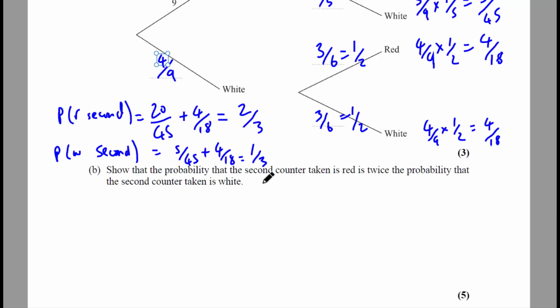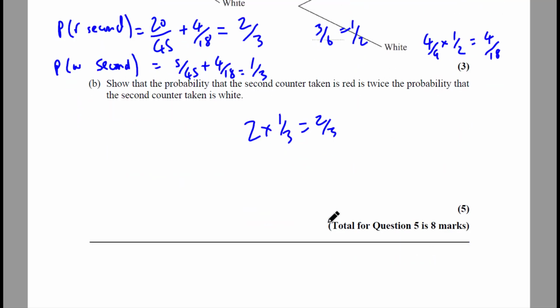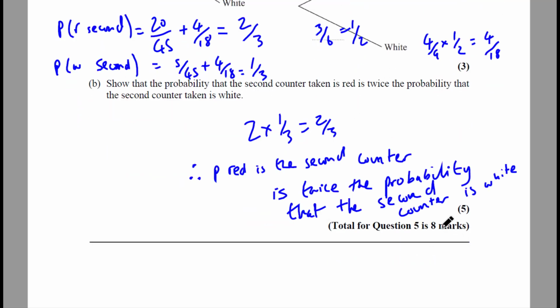So it says show that the probability that the second counter taken is red is twice the probability that it is white. Well, you can just say 2 times 1/3 does equal 2/3. That shows it, and all your working out is perfect for that. Because this is a 5-mark question, remember this working out here is for this, so please do write the correct working out in the correct section, because the examiner might not spot it and you won't get the marks.